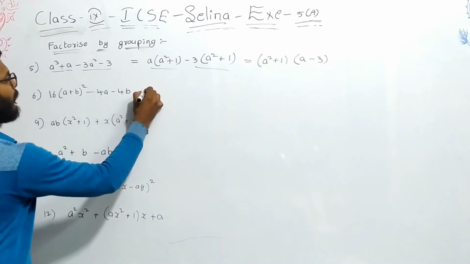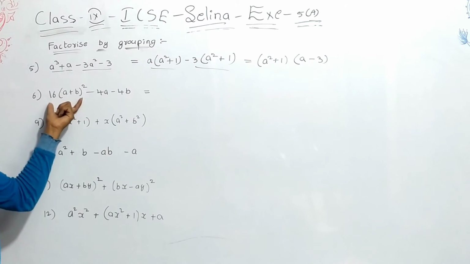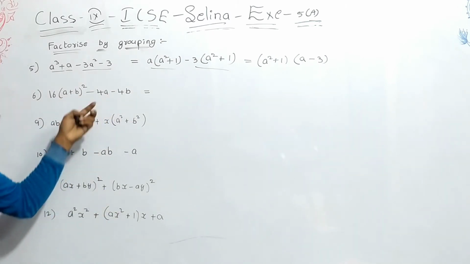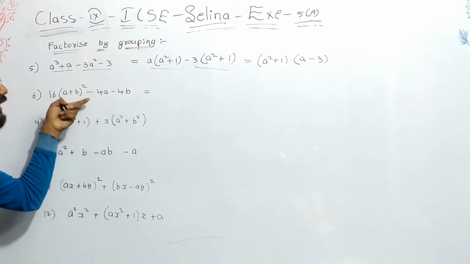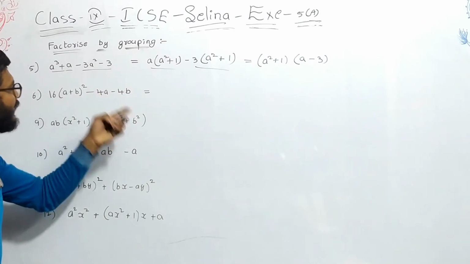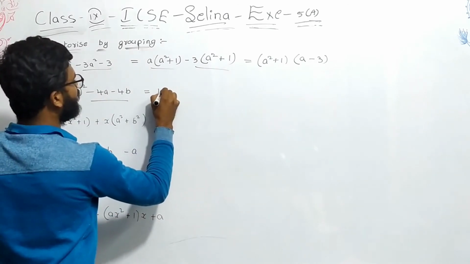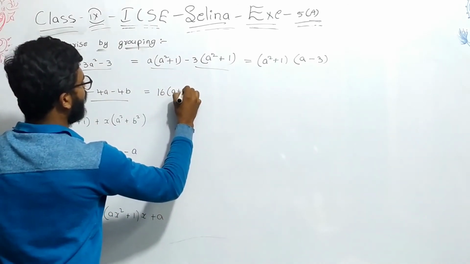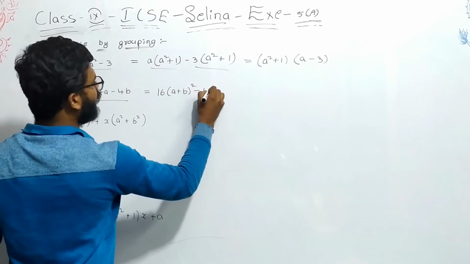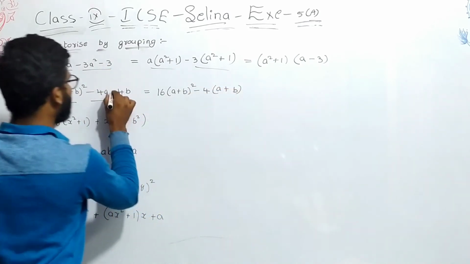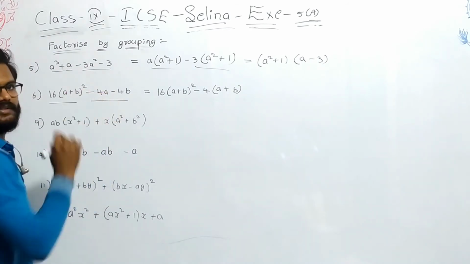The same way, see it here, 16 into (A plus B) whole square minus 4A minus 4B. Here A and B are there. If you take minus 4 common from them, you can take A plus B, right? So, this is one group and this is one group. So, 16 into (A plus B) whole square, minus 4 is common from those two, we will get A plus B. As I have taken minus 4 common here, plus will be remaining.